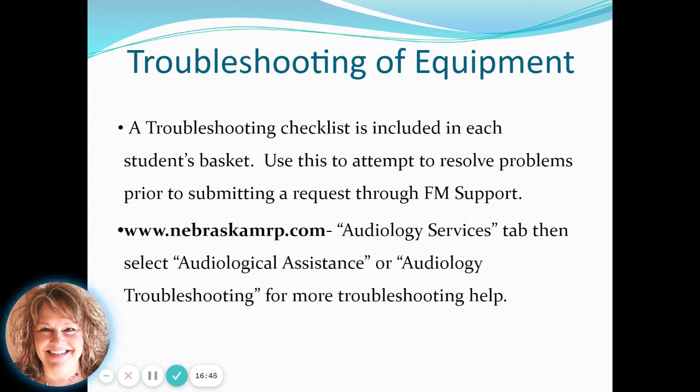If you do have issues and you've gone through that troubleshooting and you're still having trouble, if you could use the website, the NebraskaMRP.com. When you go to that website, there's an audiology services tab on the left-hand side. You'd then click audiological assistance or audiology troubleshooting for more troubleshooting help. If you do the assistance, that's going to take you to a Google form, and it's going to give you a bunch of things to fill out that help me so I know where I need to go.